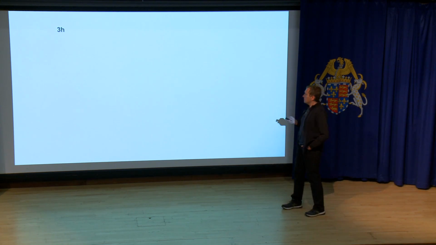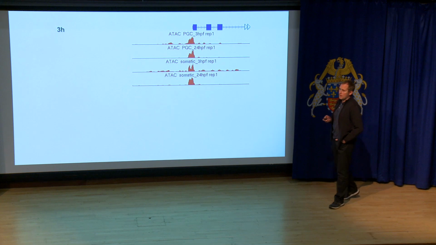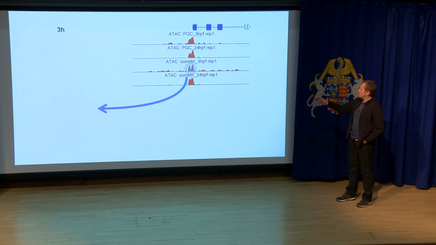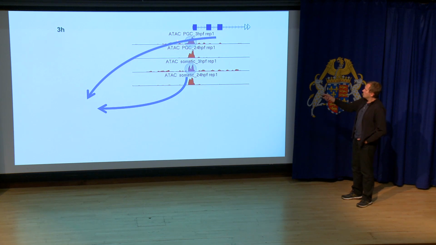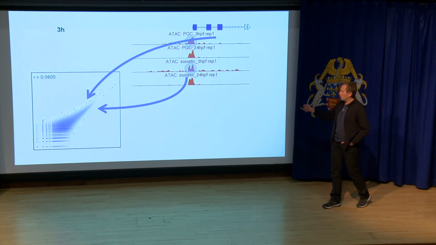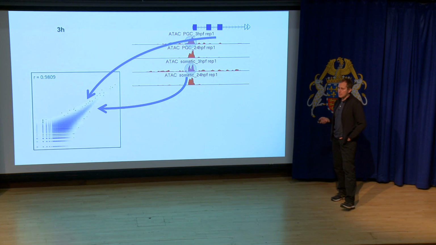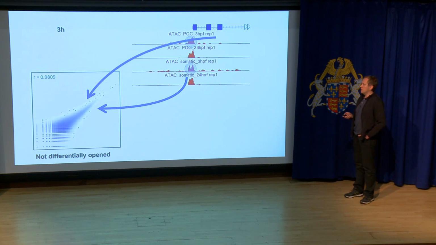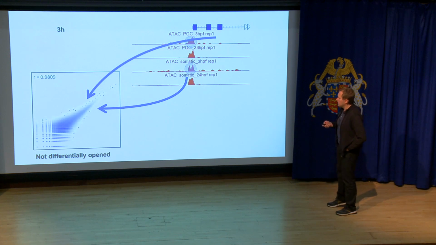So at 3 hours, I compared the levels in the somatic cells with the levels in PGC cells to produce a plot. And what I got was basically a diagonal, correlation coefficient 98%, meaning that there are basically no differently opened regions in PGC and soma. So a kind of depressing view, because we didn't find anything.